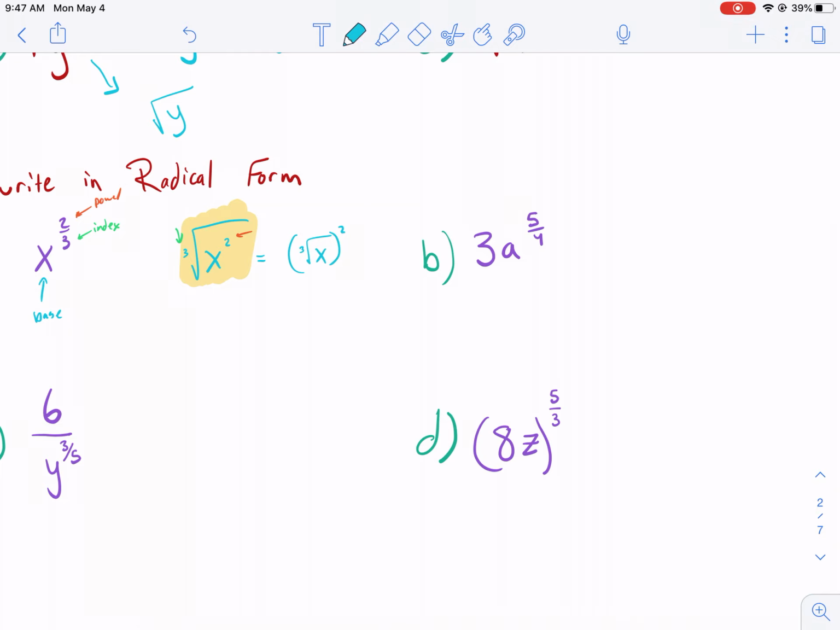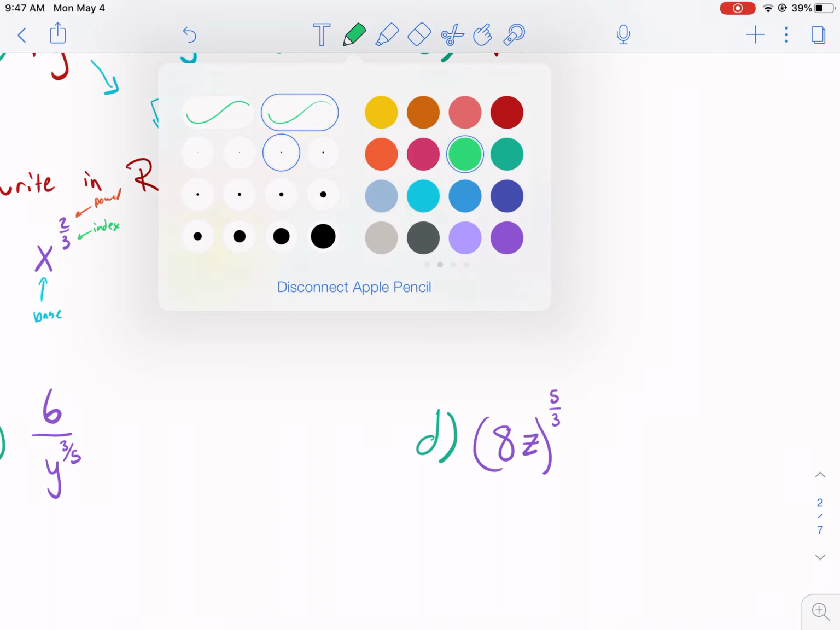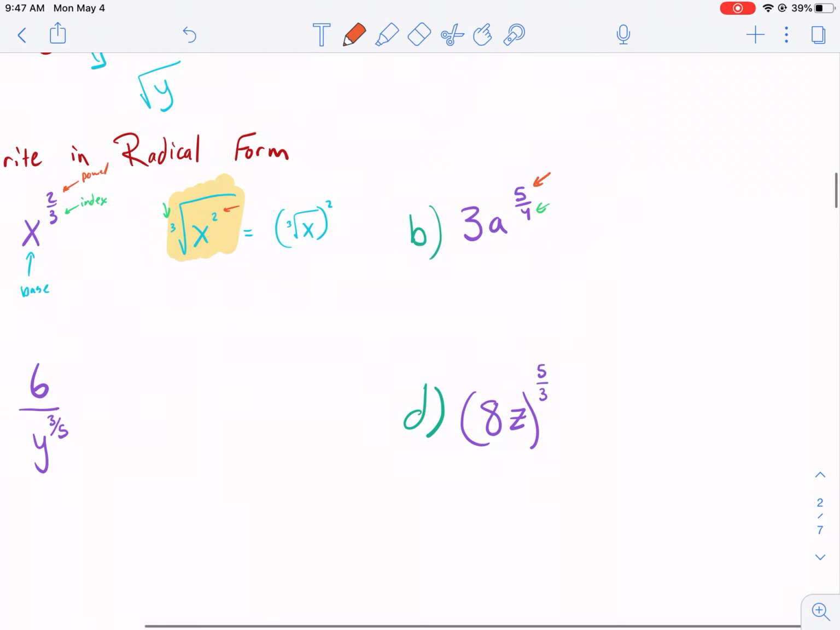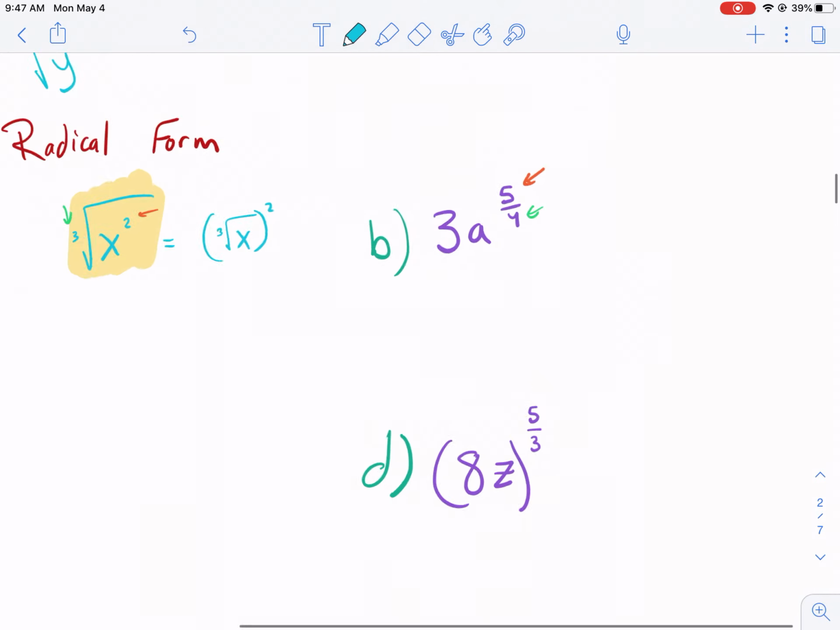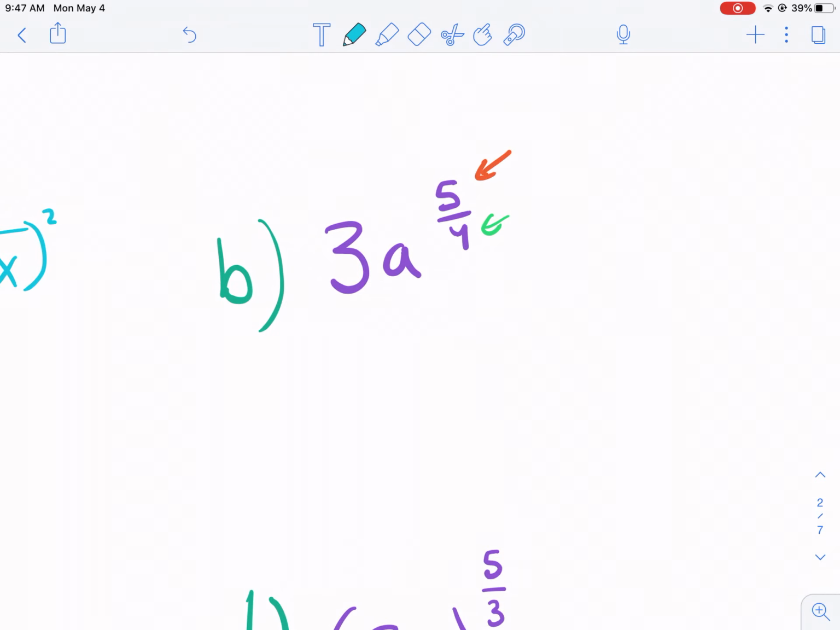Okay, now we have the next one. We have 3 times a to the 5 over 4 power. Index in the bottom, power top, and then the base stays the same. Now, here's the question. What is raised to the 5/4 power? Is it just a, or is it a and the 3? It is just the a. So only the a gets the power. The 3 does not. Now, if this was written like 3a to the 5/4, then the 3 would also get the power. But it's not written like that.